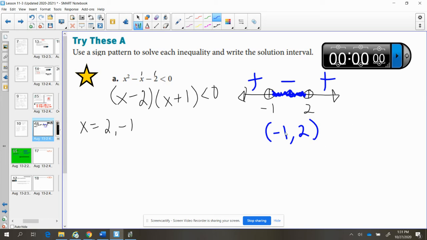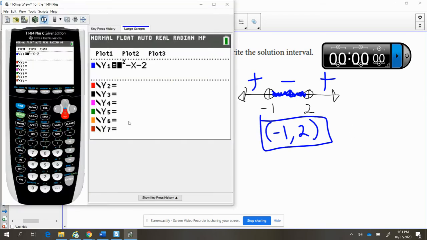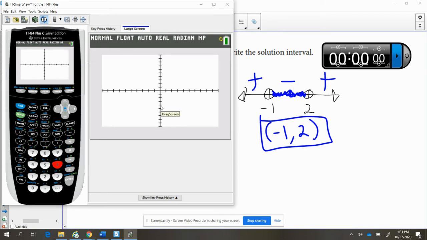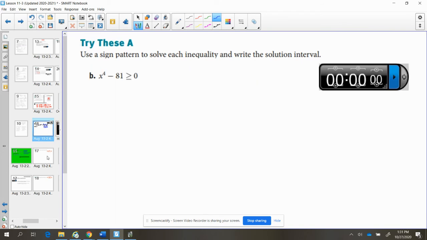Now again, you can confirm this answer by looking at the graph. If we graph this in the calculator and look, what we're going to see is that our graph is below 0 from -1 to 2. And so we can confirm that that's the interval. All right, let's try another one.